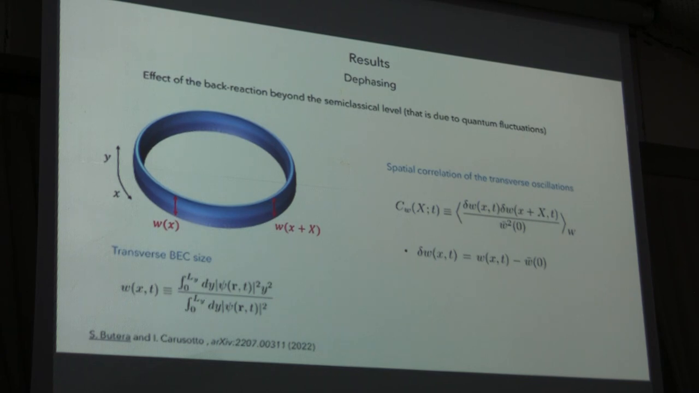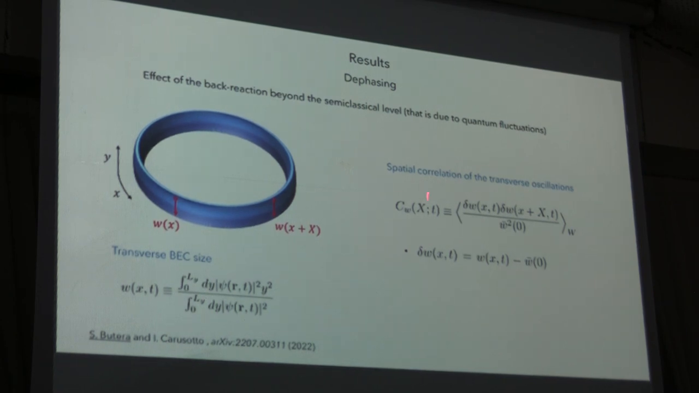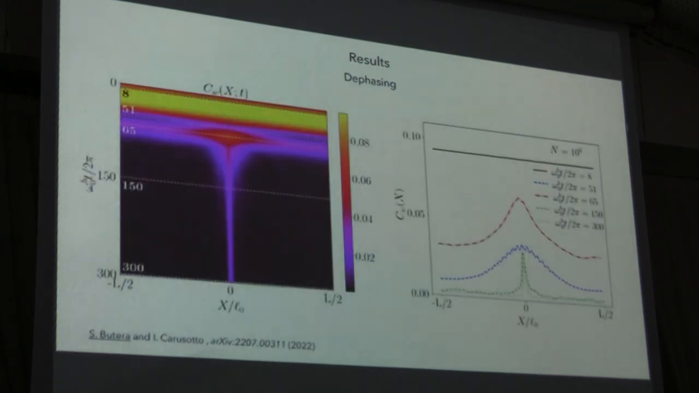So basically what I studied was the correlation of the oscillations along the ring at different positions. So how the transverse fluctuation at one position is correlated to the fluctuation at another position. This information is encoded in this standard spatial correlation function, where W is the transverse size of the BEC with respect to this reference value. And then this is the result.